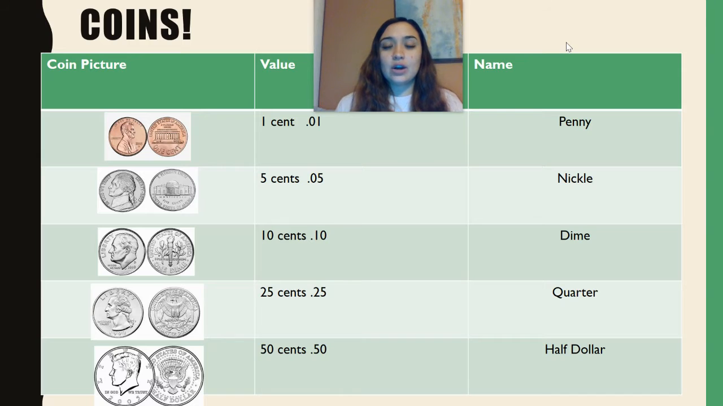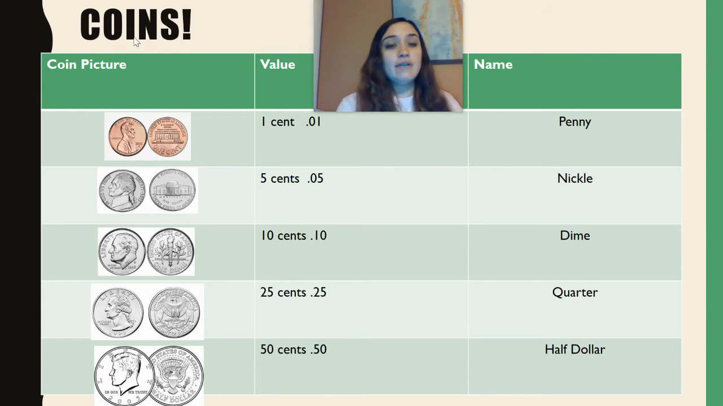So if you guys can go ahead and grab your math notebooks and open to a clean page, and you're going to title this page Coins, okay? All right. If you need to pause the video, that's fine. Make sure everyone has out their math journal and a pencil or something to write with.